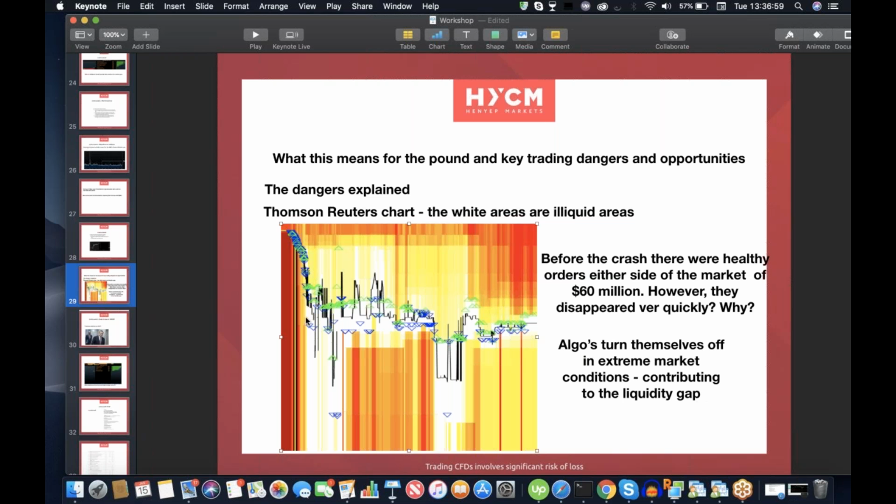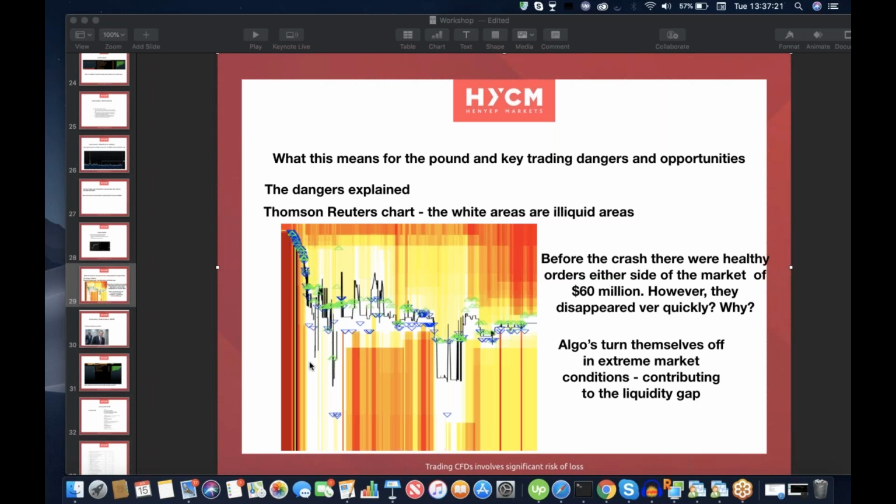Then all of a sudden, they literally disappeared. And the reason they disappeared is because the algorithmic traders can turn themselves off. So that means that we are in a new era when you can get flash crashes much more easily. There can be times when you can't get a fill because there aren't any orders to put your order against.